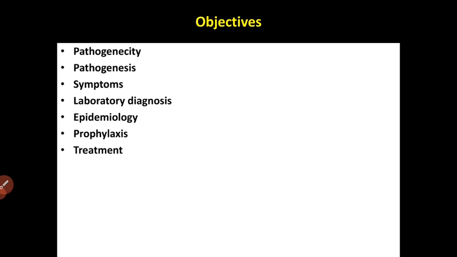Now first, let me tell you what exactly these words are. Pathogenicity: the property of causing disease is called pathogenicity. Pathogenesis: the manner of development of a disease. Symptoms: whatever clinical symptoms are seen when a person is infected with some infection. Laboratory diagnosis: in this, we will see what tests are conducted and how the organism is identified.